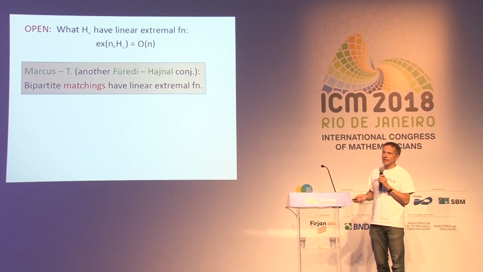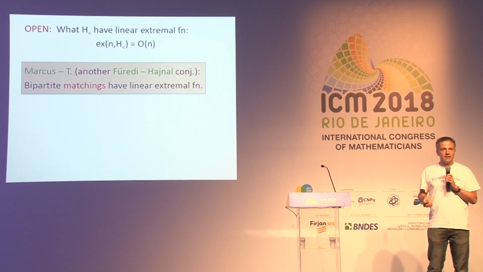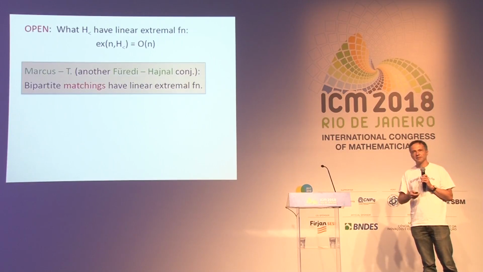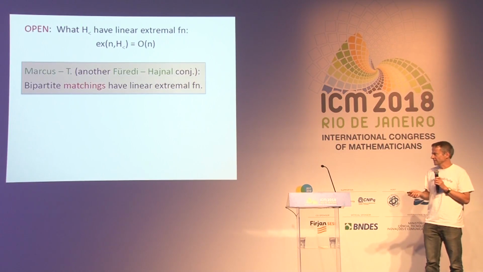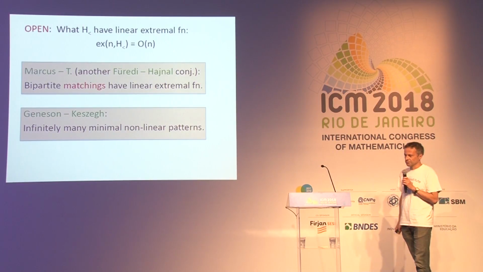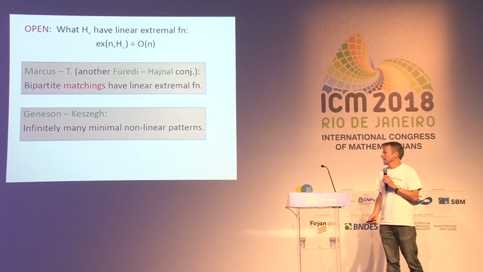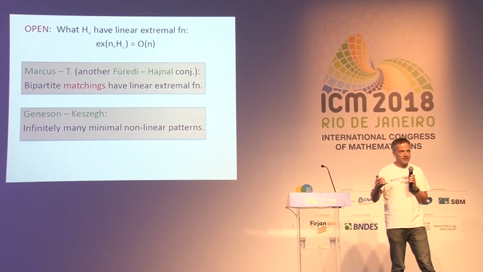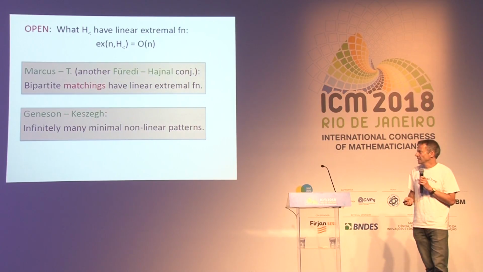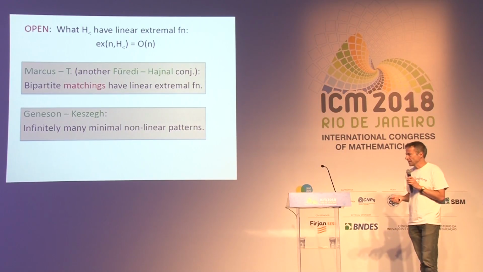But on the negative side, I also thought that it might be just a simple characterization. If the graph contains one of these few subgraphs, then it's not linear, otherwise it is linear, and that is proven to be false by Gerbner, Methuku and others. The minimal nonlinear patterns, the minimal subgraphs that make the extremal function nonlinear, such that any proper subgraph has a linear extremal function, there are infinitely many of them.